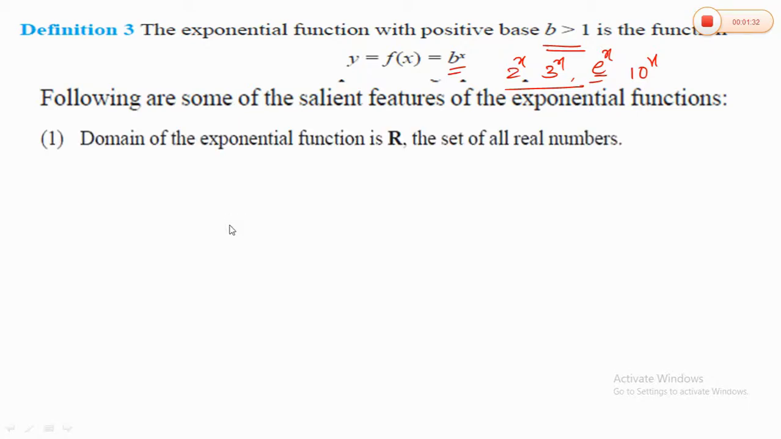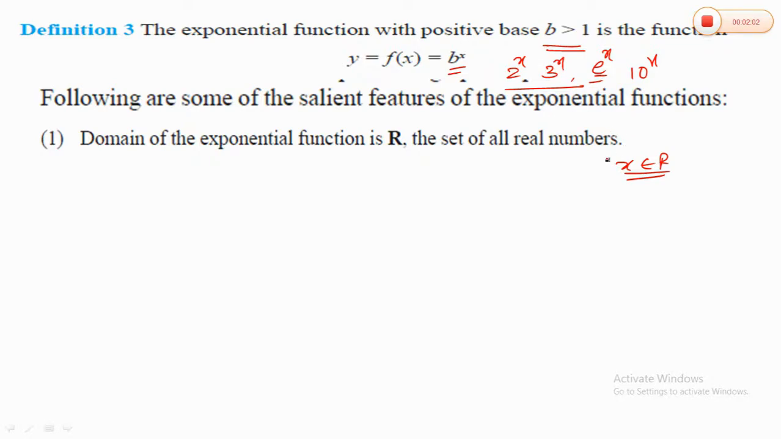Observe here. The domain of the exponential function is R, that is the set of all real numbers. Domain means, as you know from first year class, the input value. For the function y equal to f(x), that is b raised to x, the input value is what we substitute for x. So here x belongs to R, the set of real numbers.